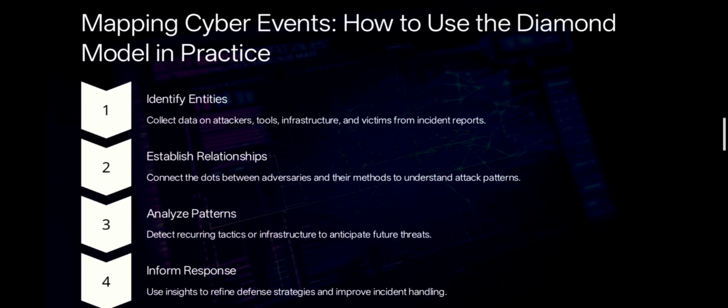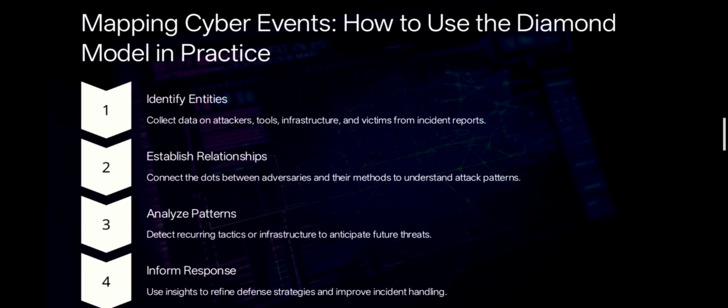Adversary: the entity responsible for the intrusion. Capability: tools and techniques used in the attack. Infrastructure: systems and resources utilized to deliver the capability. Victim: the target of the intrusion. By analyzing these interconnected components, cybersecurity professionals can gain insights into attack patterns, attribution, and potential mitigation strategies.